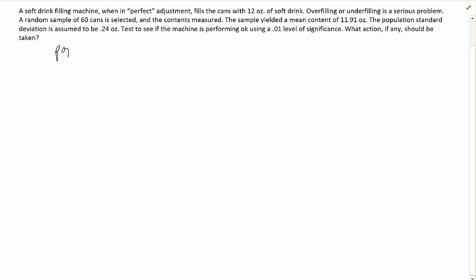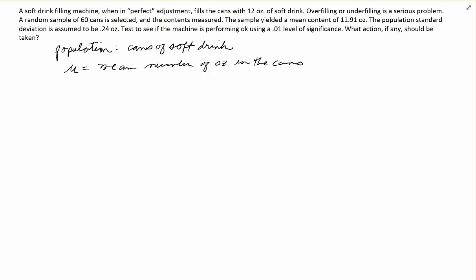Okay, our population are the cans of soft drink. The population mean will be the mean number of ounces in the cans. We're testing to make sure that the machines are running well. And we will assume they are, that they are filling the cans to 12 ounces. The alternative would be that they're not.